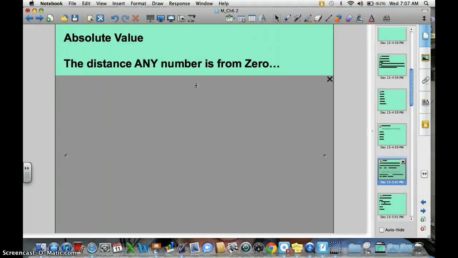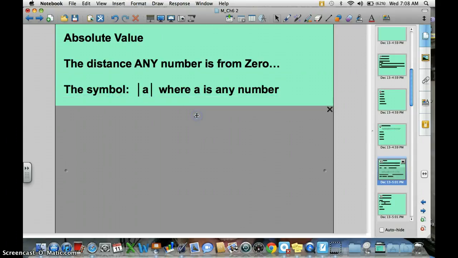The definition of absolute value is the distance any number is from zero. So not the opposite. This is very different from the opposite. The opposite of 8 was -8. Absolute value is just the distance. Like if I counted how many spaces on the number line it is from 0, what's that number?